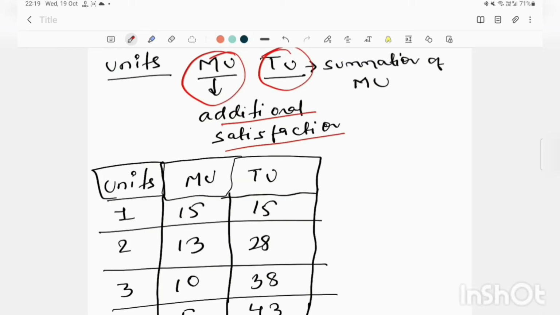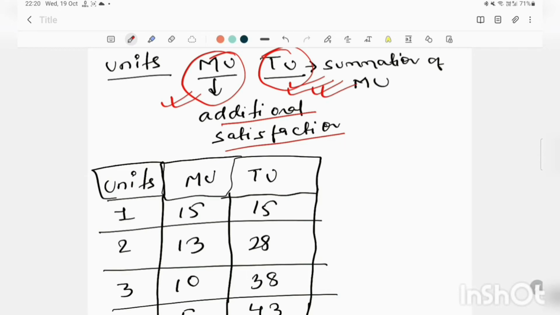In order to understand the law of diminishing marginal utility, we need to understand two basic concepts before that. Number one is marginal utility and the other one is total utility, whereas marginal means extra. When we get the additional utility by utilizing additional units of a good, we get the marginal utility from that particular good, and when we sum up the marginal utility, we get the total utility.